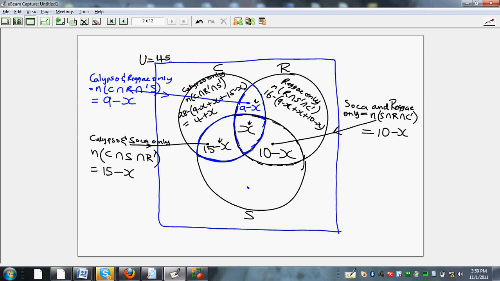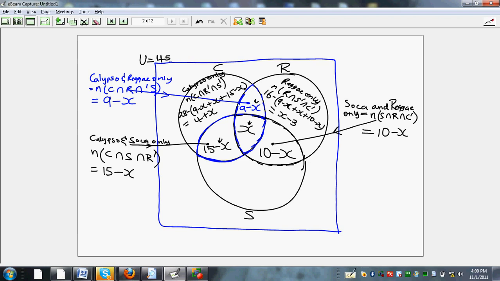Okay? And when you evaluate that and you work that out, you'll get x minus 3. That's reggae only. And the last area is the bottom area there, and that will be soca only.